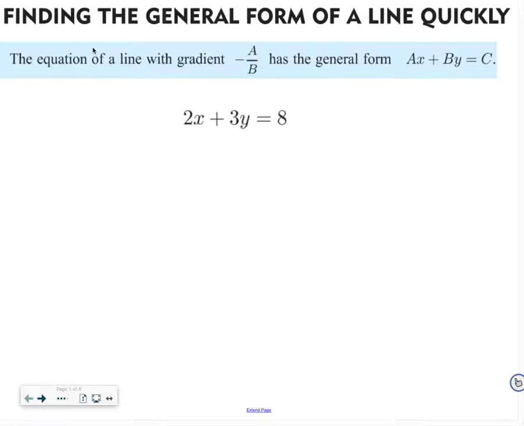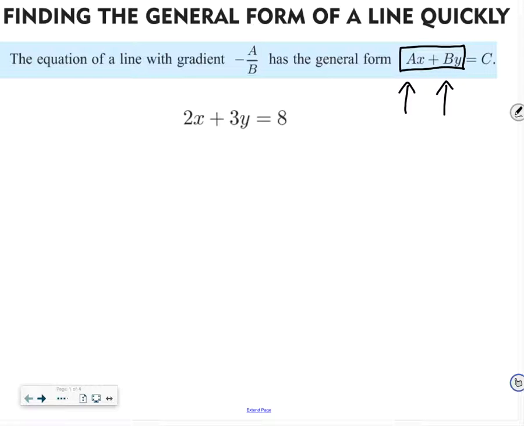All right, my athletes, here we are finding the general form of a line quickly. So remember, general form of the equation is ax plus by equals c. Our a is always associated with our x term, and our b is always associated with our y term. You identify general form when your x's and y's are on the same side.